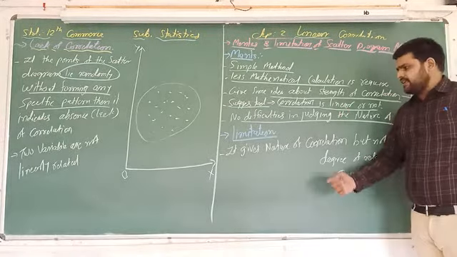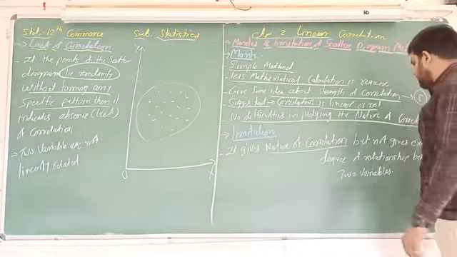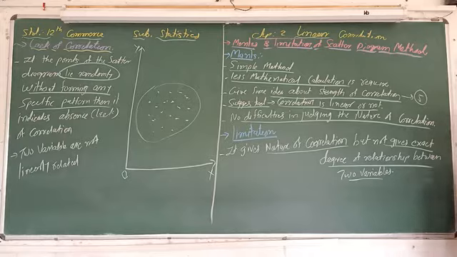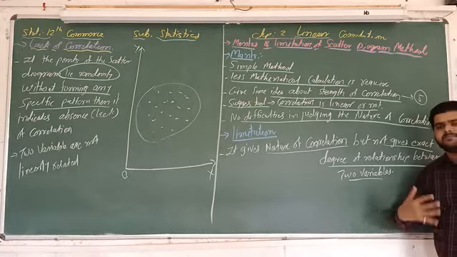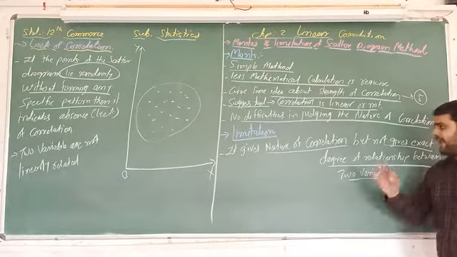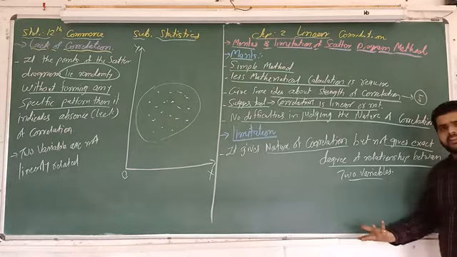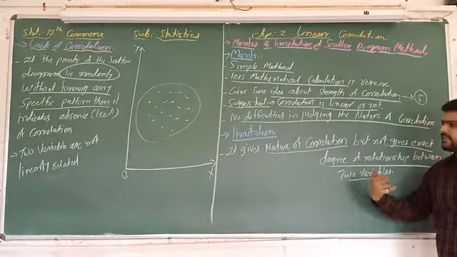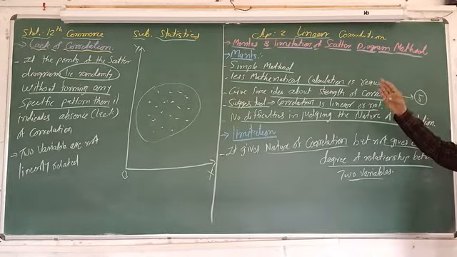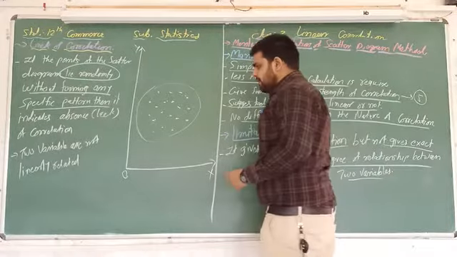What is the limitation? Definitely it gives the nature of correlation, but it does not give the exact degree of relationship between two variables. It tells us whether it is positive, negative, or partial negative, but it does not give the exact value or degree of relationship between two variables. So these are the merits as well as the limitation of correlation with the help of the scatter diagram method.